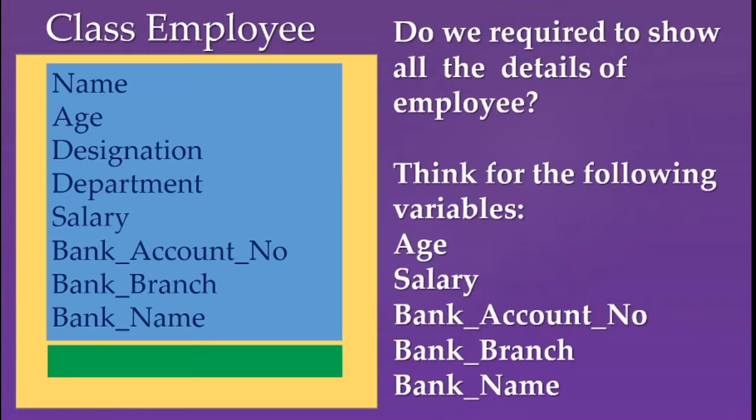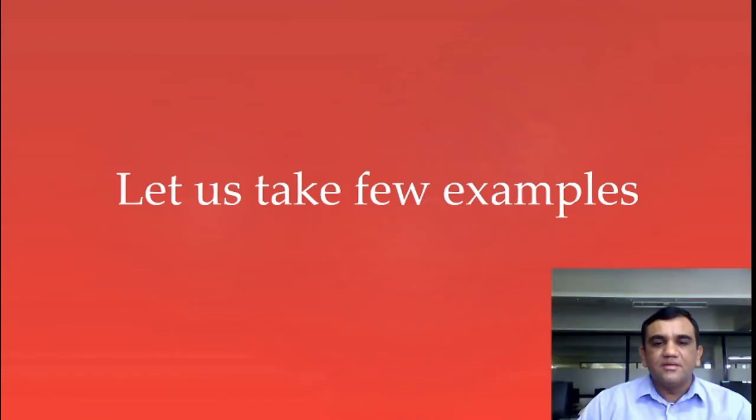Now, do we require to show all the details of the employee? Yes, obviously we have to show the name, designation and department to the public. But should we show the age, the salary, the bank account number, branch and name to the public? No, we do not require to show these details. In short, some details we require to hide and some details we require to publish. Let us take a few examples of the various access specifiers.